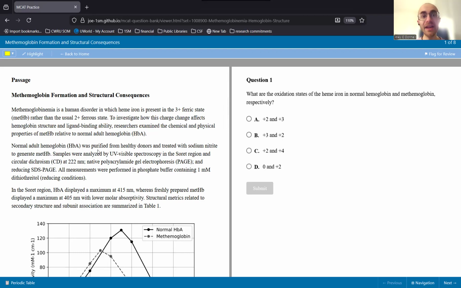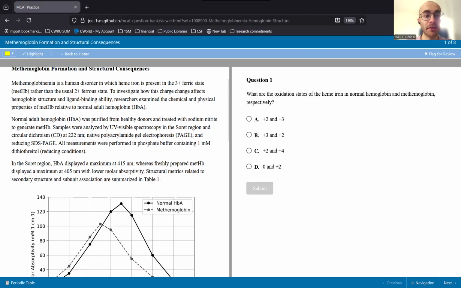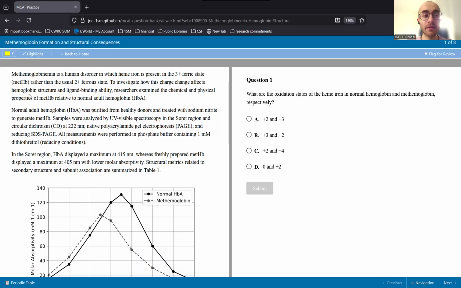So now that I've done all that, I can go top to bottom, and I know if there are going to be questions about just things that are generally true, I'm probably looking at this first paragraph. That's the only space with introduction. Okay. So we're told methemoglobinemia is a human disorder in which hemoglobin is present in the 3+ ferric state rather than the usual 2+.